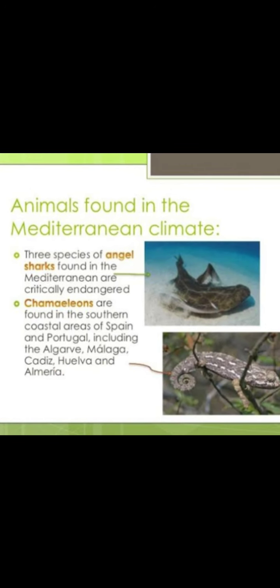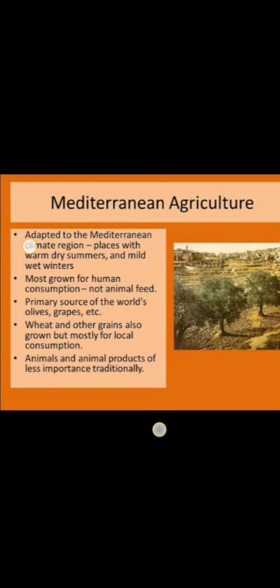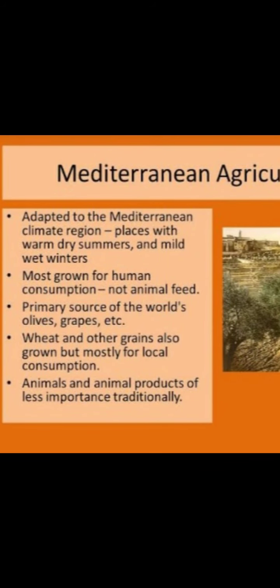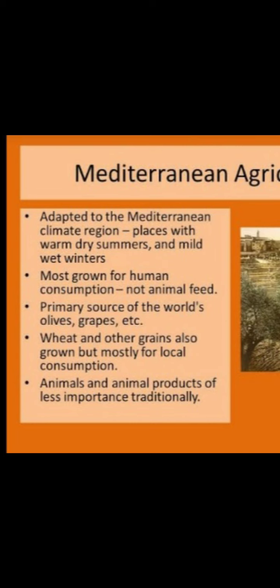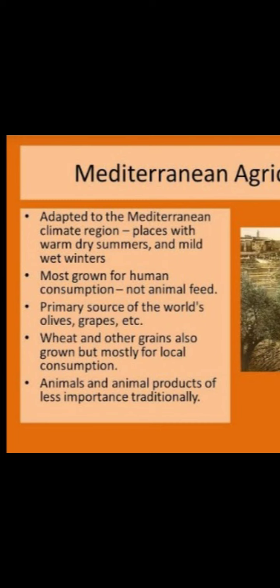You also find these types of animals in the Mediterranean. Angel sharks are found in the Mediterranean area and are critically endangered. In agricultural activities, olives and grapes are a primary source for the world. Wheat and other grains are also grown, mostly for local consumption. Animal products like wool, skin, and meat are also found there.